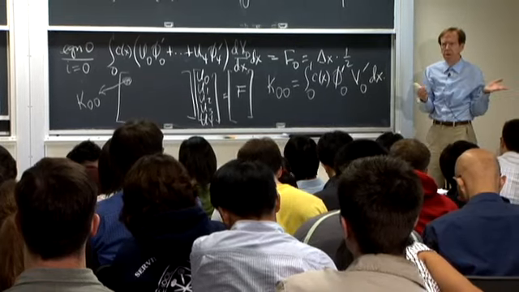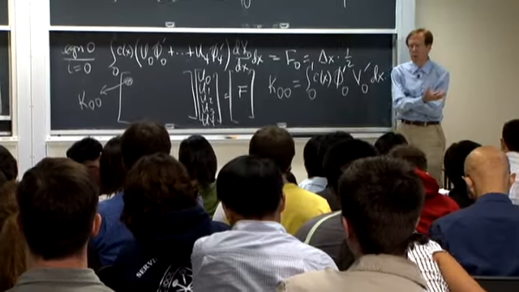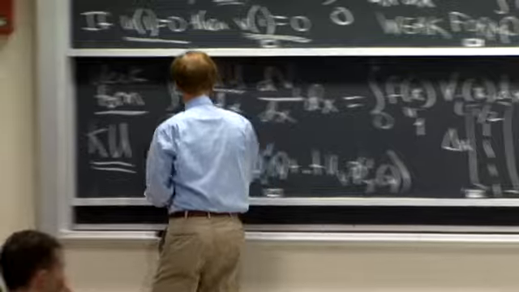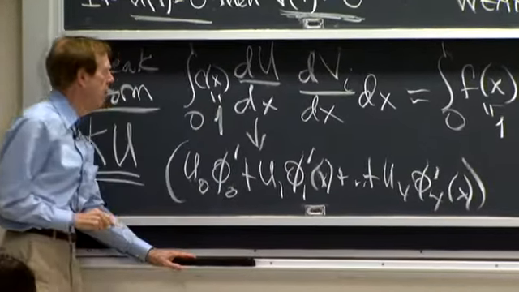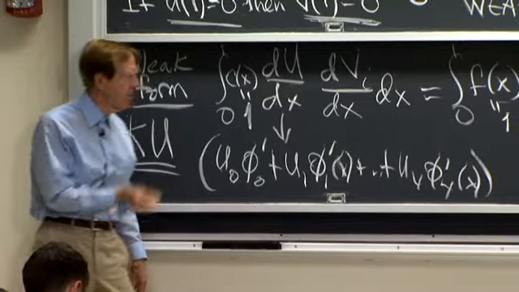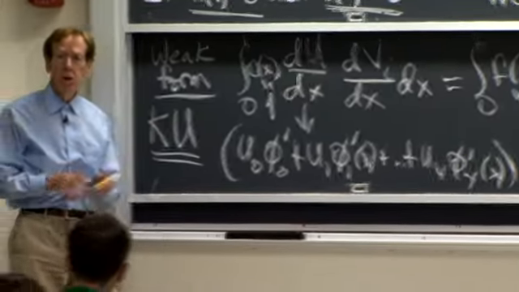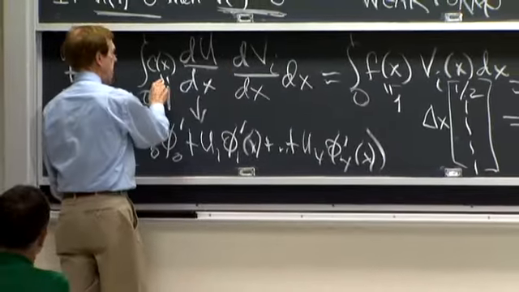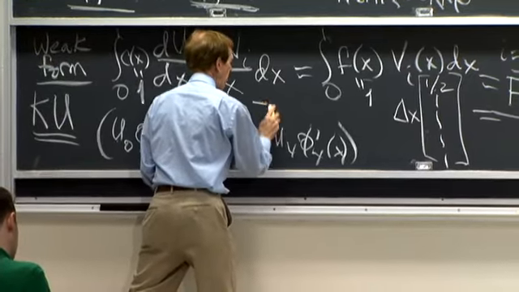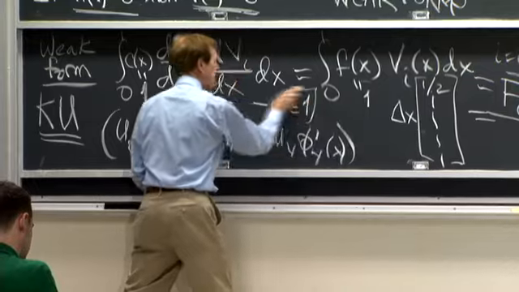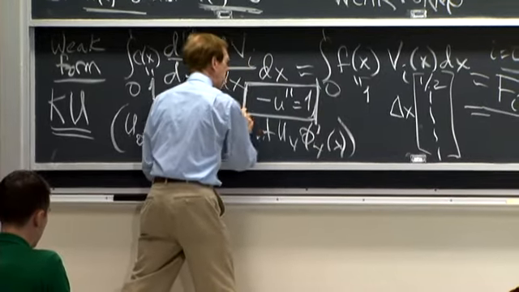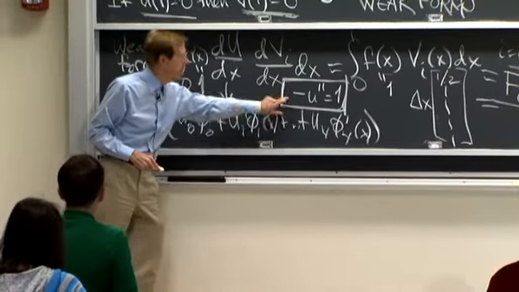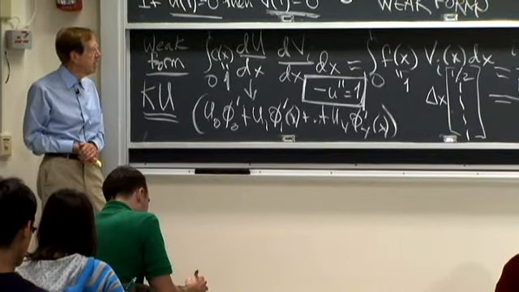I have to know c of x, right? That's part of the problem. What would you like me to choose for c of x? 1. Thank you. Okay, I'll choose 1. Or I could make it capital C, and you would see a capital C appearing everywhere. But let's make it 1. So what's our equation? Our right-hand side is 1. Our c of x is 1. Our equation has reduced to minus u double prime equal 1, the first equation in the course, right? So we're back to September the 3rd or whatever it was, but doing it now by finite elements.